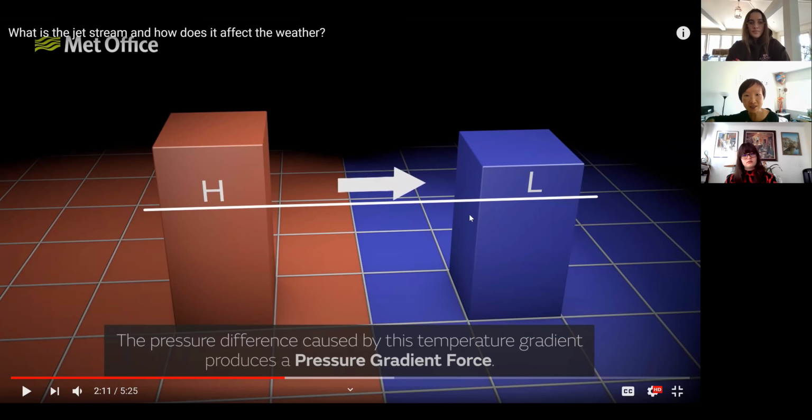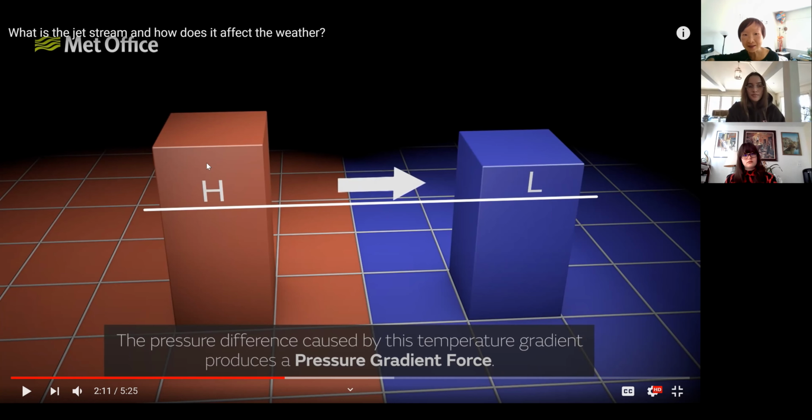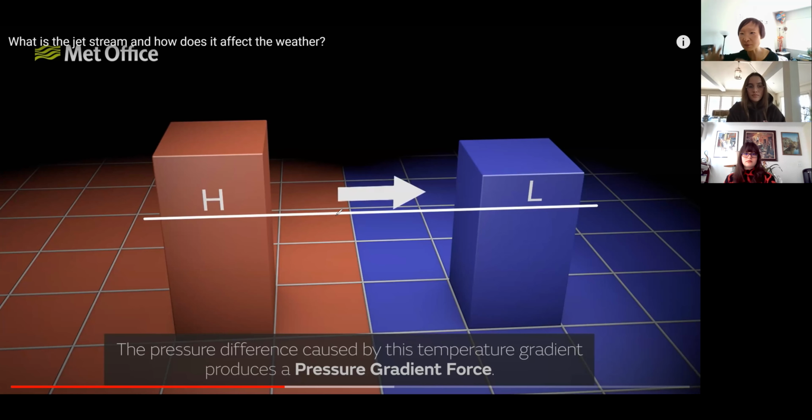Okay, so I know this part is a little bit confusing. Let me explain. You can see here, this is the warm air from the subtropics. This is the cold air from the polar region. Why here do we have a high pressure? Well, let's make things simple. Actually, it's very easy. I think this video overcomplicated it. Warm air is rising air, right? So the air column will be taller.